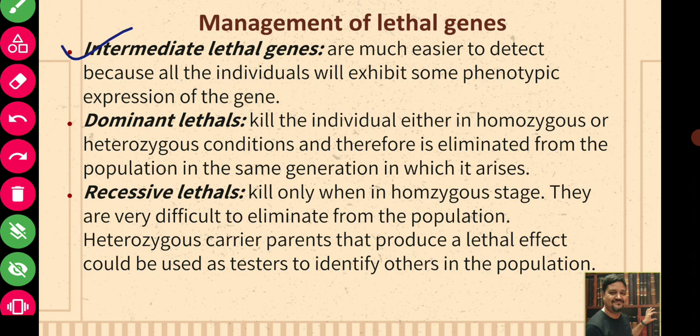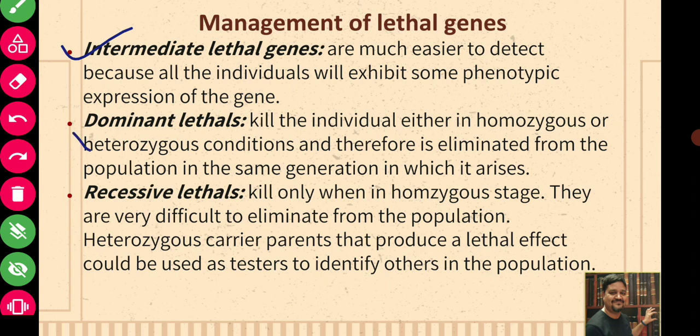In the intermediate lethal gene, the heterozygote population are the carriers. Homozygous dominant individuals die, which means they are automatically eliminated from the population. Homozygous recessive individuals are normal, but heterozygous animals are the carriers. They are very easy to detect because they have a different phenotype. Phenotypically these heterozygotes are different from the homozygotes. So we can directly identify those animals and eliminate them from the population because the genes will be expressed.